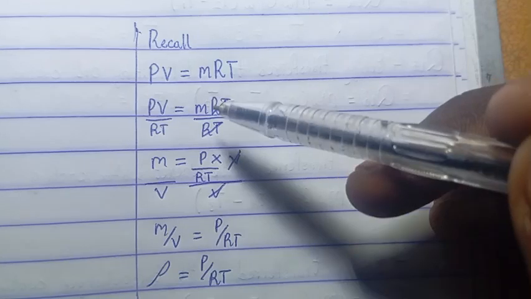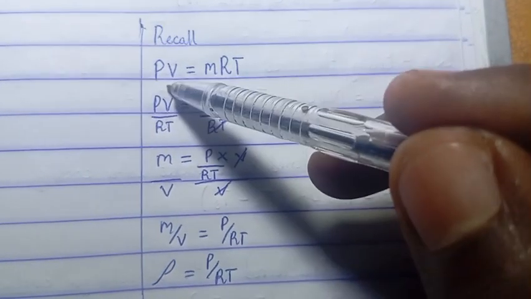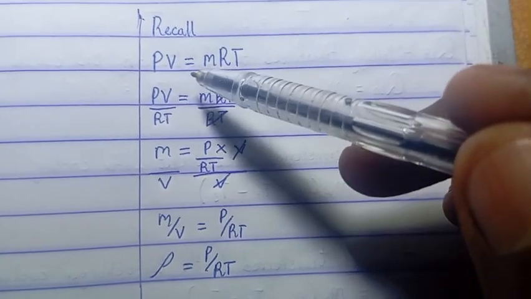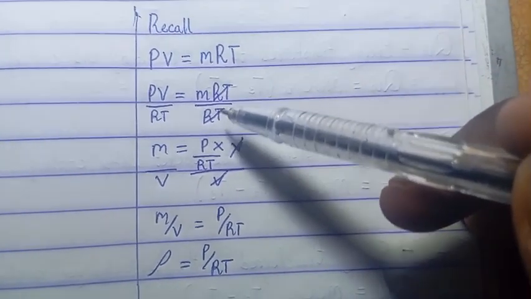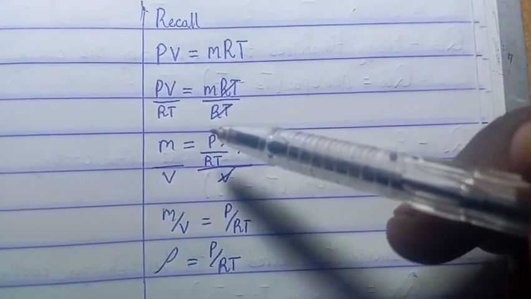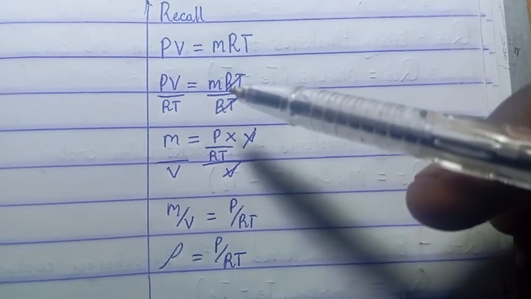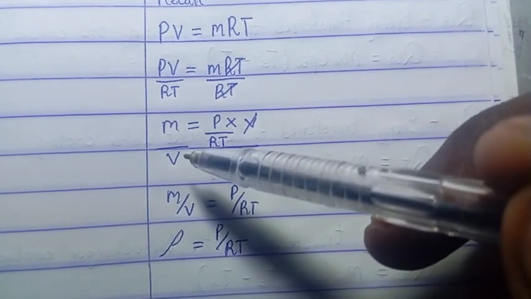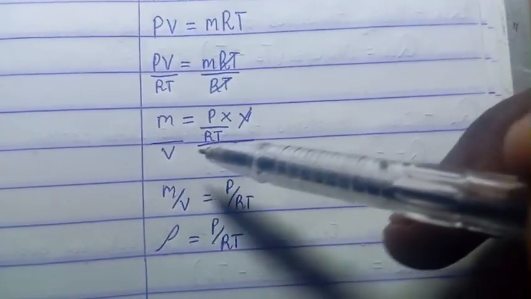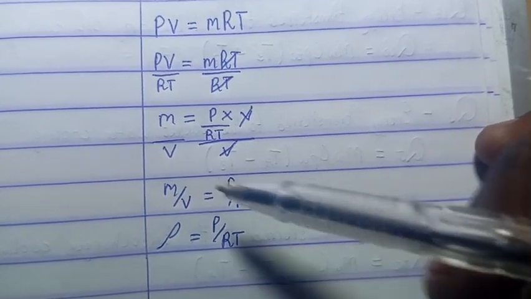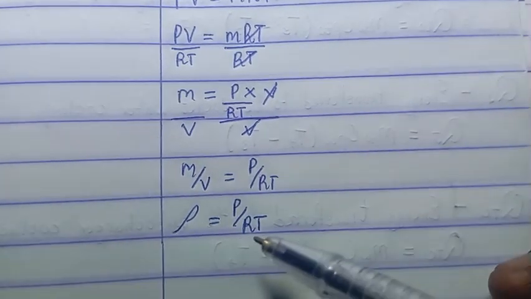Okay, recall PVT. PV is equal to MRT. Now, in this equation here, we are trying to make M over V subject of formula, because M over V is density. So what we're going to do is divide both sides by RT. This cancels out. We're going to have M is equal to PV over RT. Then we divide both sides by V to remove the V from this side and take it here. This is going to leave us with M over V is equal to P divided by RT, and M over V is density, so you have your density is equal to P over RT.